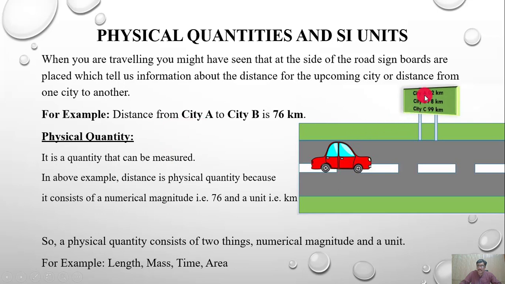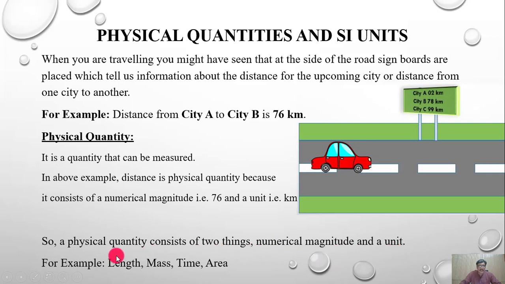For city A to B, distance can be measured. In the above example, distance is a physical quantity because it consists of a numerical magnitude, that is 76, and a unit, that is kilometer. So a physical quantity consists of two things: a numerical magnitude and a unit.